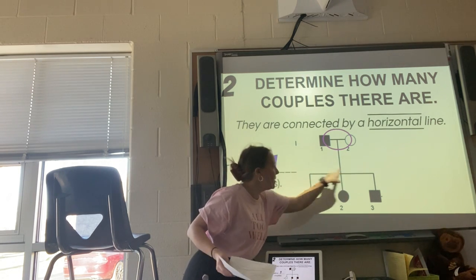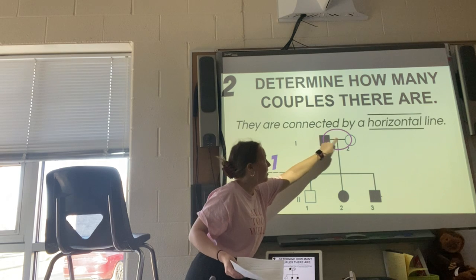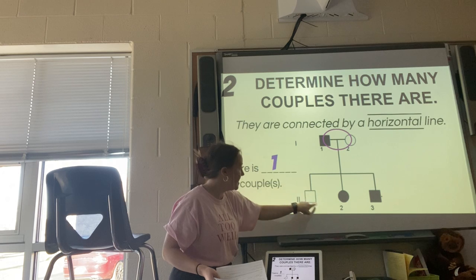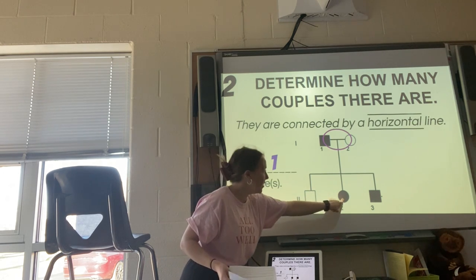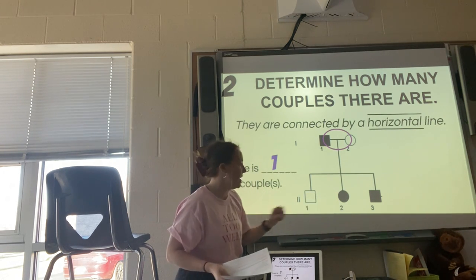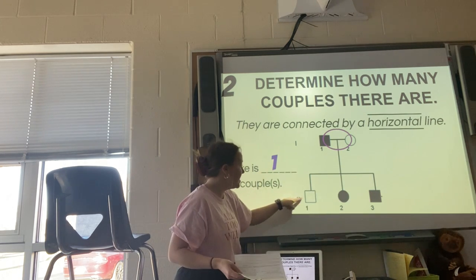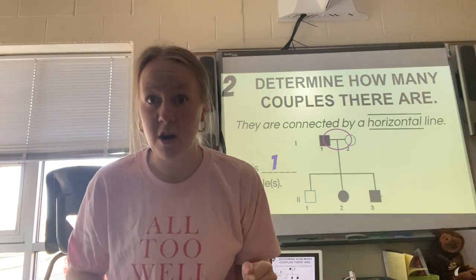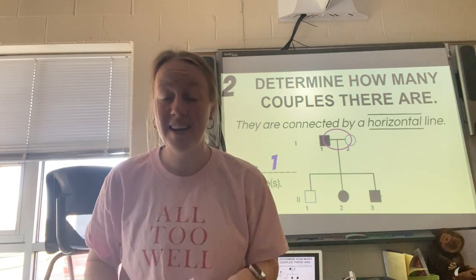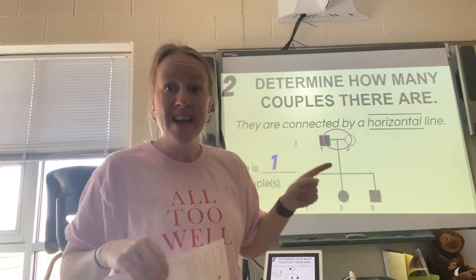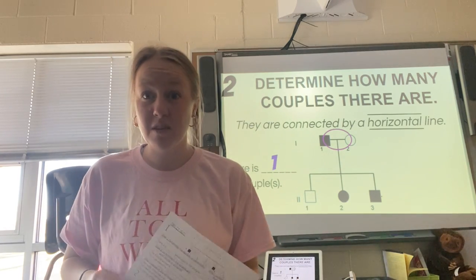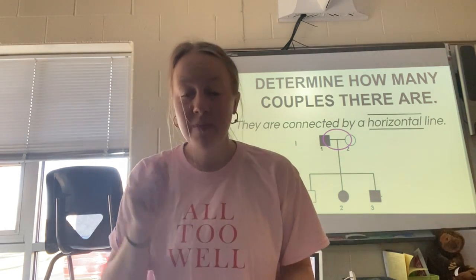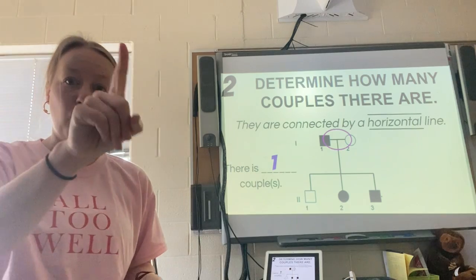But there's not 2 people that are connected. Here we see that these 2 are connected by 1 horizontal line. If I look at this one, there is nothing attached to it. If I look at this middle one, there is nothing attached to it. And if I look at that third one, again, there is nothing attached to it. So when I'm trying to figure out how many couples there are, I'm looking for a horizontal line that connects 2 of those symbols together. In this example, there is only 1 horizontal line, which means that there is only 1 couple. Pick up your pencils and fill in for step number 2 that there is one couple.